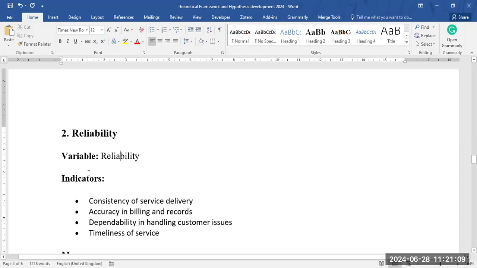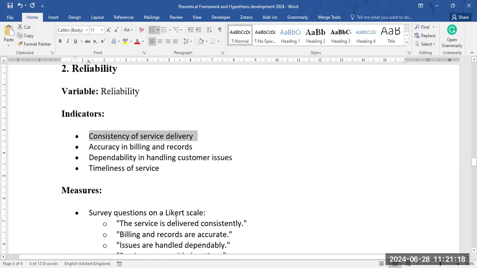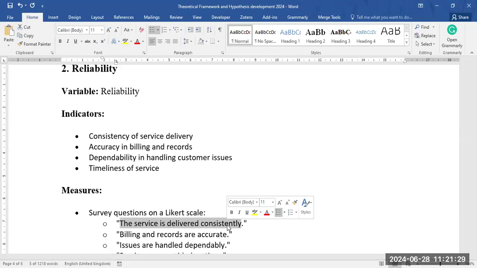The variable is reliability, and the indicator is consistency of service delivered, so that means less variable. How are they measuring that? The service is delivered consistently. If you agree, you can put five. If you do not agree, because one day you can get a good service and another day a poor service, then the service is not consistently provided. In that case, you can rate according to your perception of that consistency of the service.